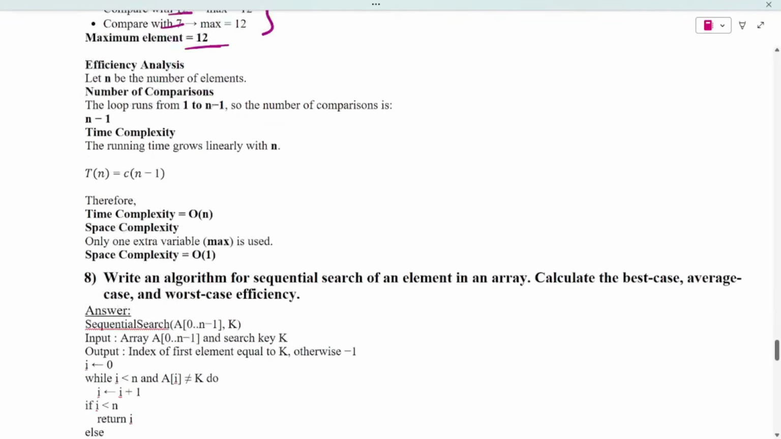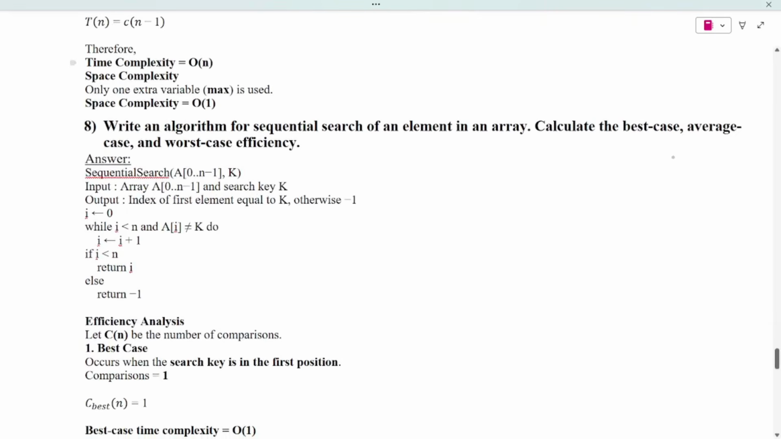Okay, next you can see the time complexity is O of n. That is, if you provide n elements as input, the time complexity will be O of n. Space complexity consumed is very much less.